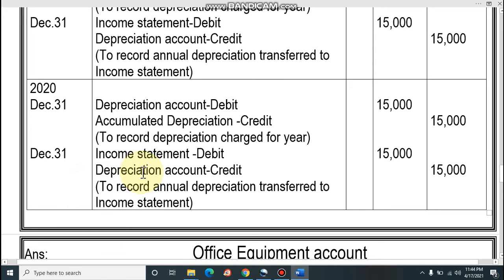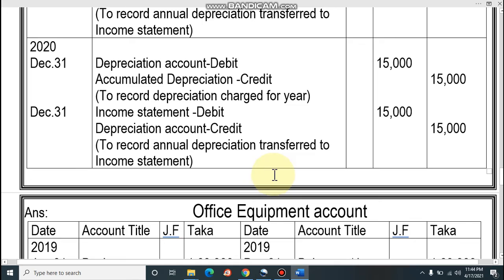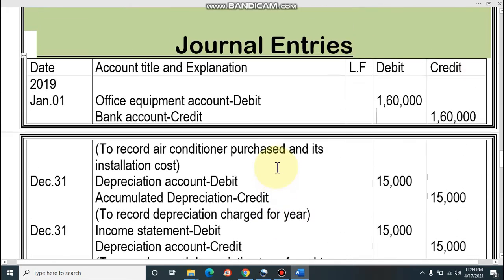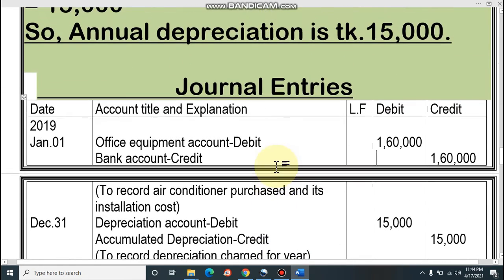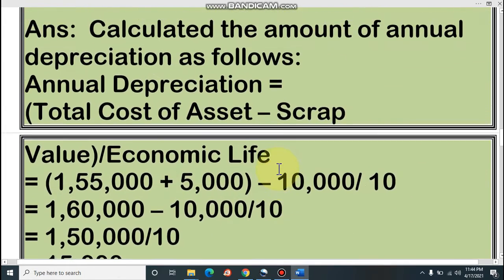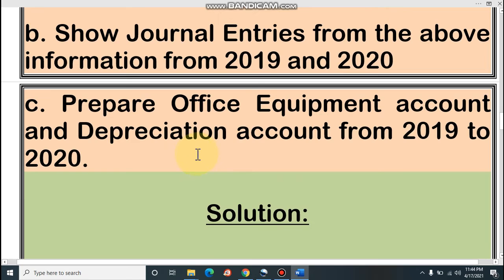Then the journal is income statement account debit, depreciation account credit. The amount will be 15,000. So these are the journal entries. Dear student, I hope that if we practice more and more, then of course we can do the journal entries easily. Then our last requirement: prepare office equipment account and depreciation account.